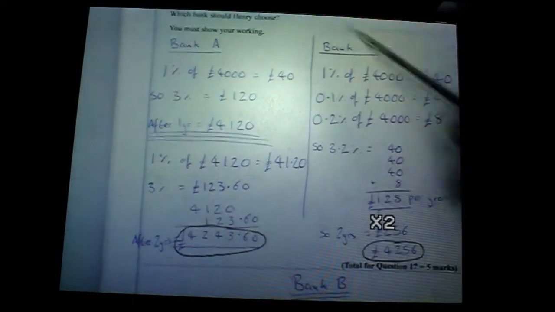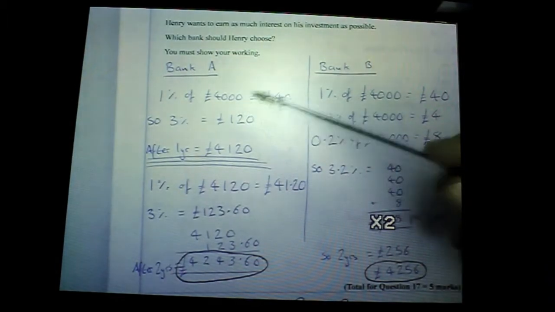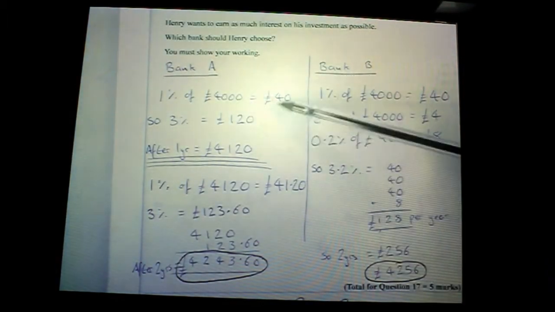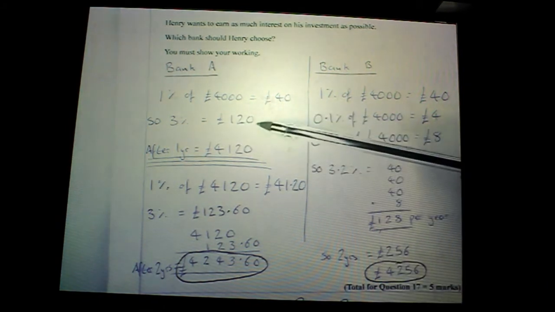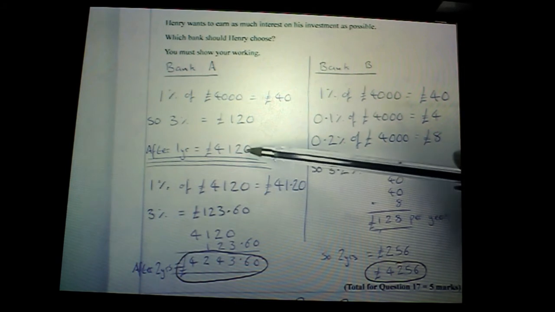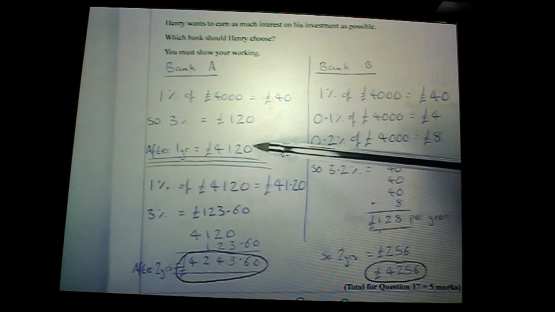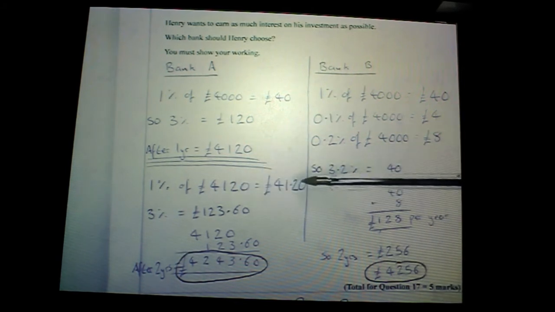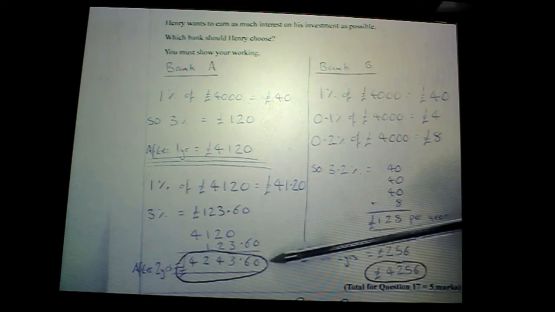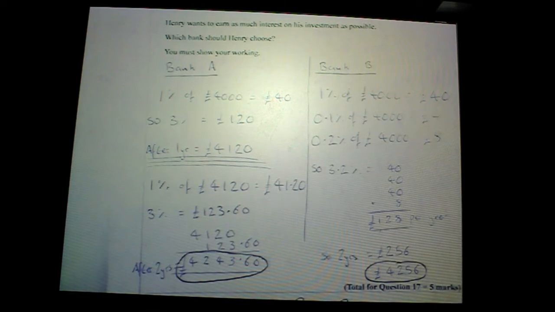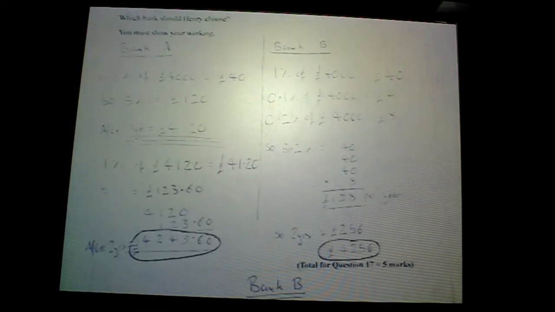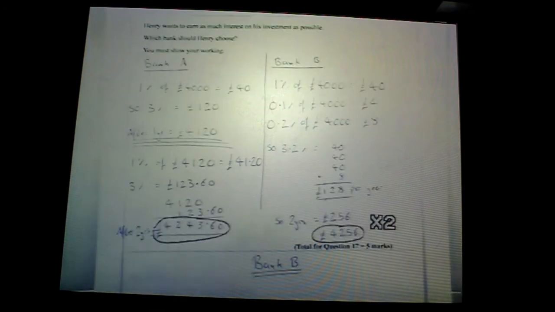You've got to work out 3% per annum interest. So start off with this. After 1 year, 1% of 4,000 is 40, so 3% is £120. So after 1 year, you've got £4,120. You've got to find 3% of this and add it on. So 1% is £41.20, so 3% is that. Then you add it on, and that is what you get after 2 years, £4,243.60.